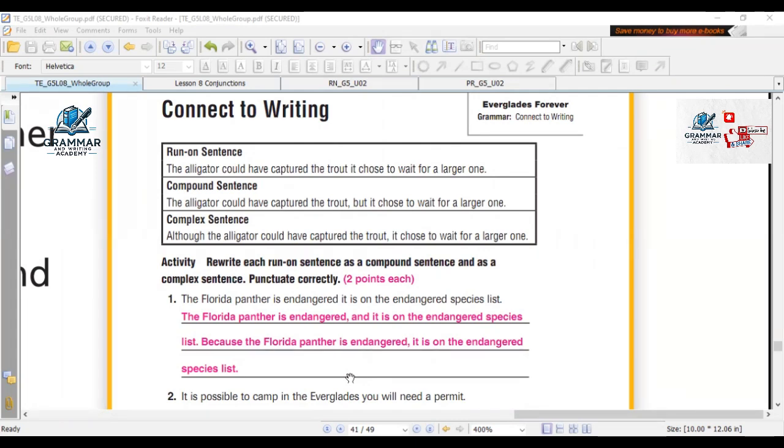Here, the Florida panther is endangered. This is the first sentence, by the way. And from it, we have another one. First of all, we're going to make it as a compound sentence by using a coordinating conjunction.